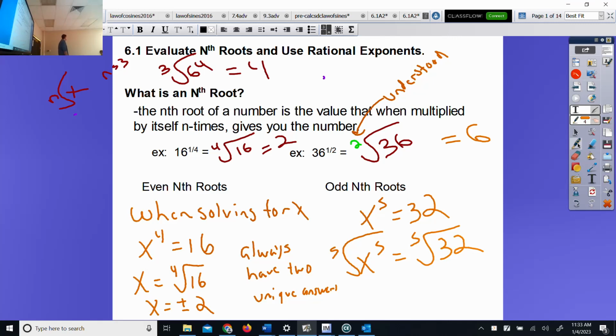Still two, isn't it? Does a negative two work? No, only the positive works. All odd roots have only one unique solution.